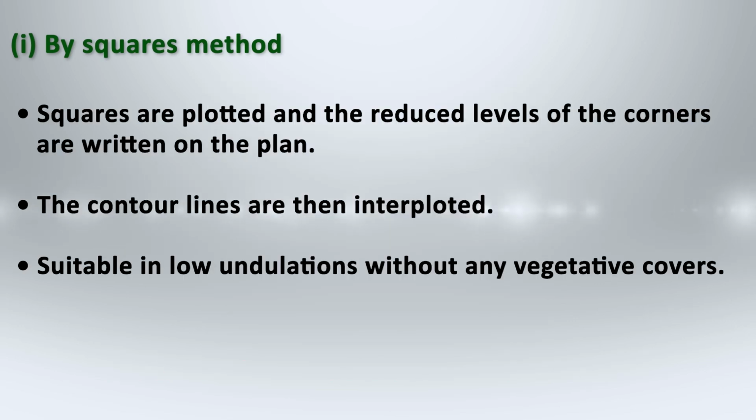The squares are plotted and the reduced levels of the corners are written on the plan. The contour lines are then interpolated. This method is suitable in low undulations without any vegetative covers.